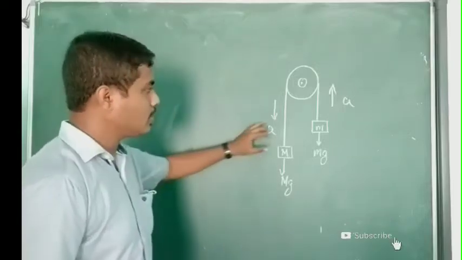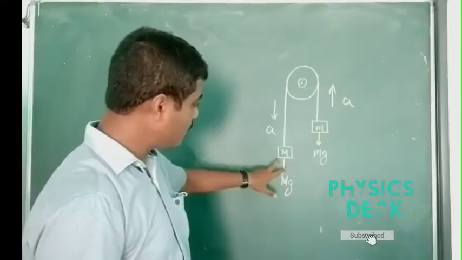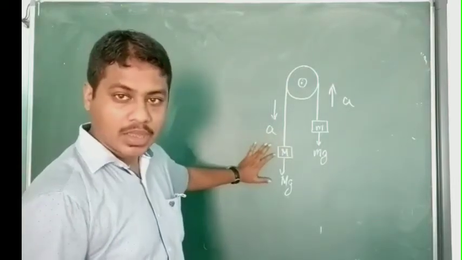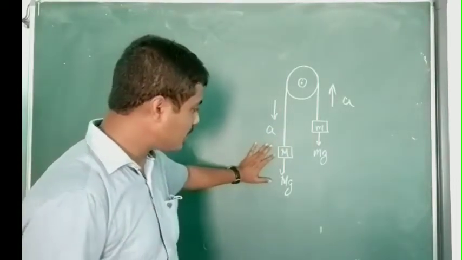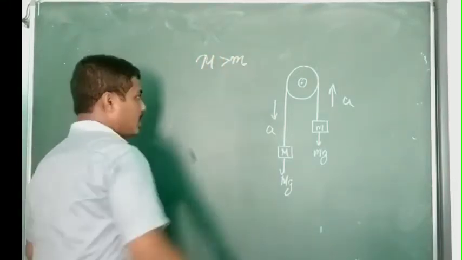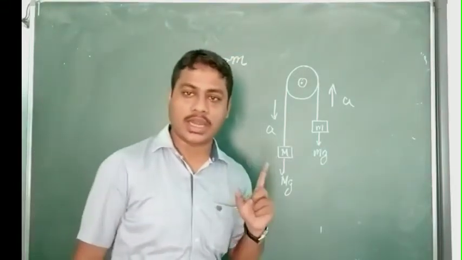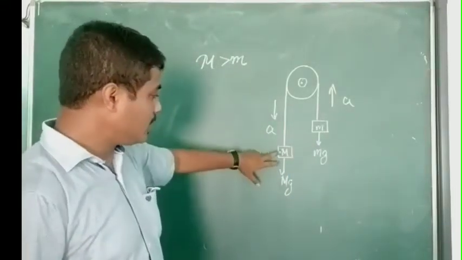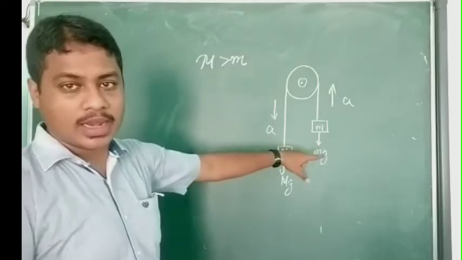So the question was, we have a pulley connected with both masses, one mass small m, the other mass capital M. In this question it is given that M is greater than small m. You can see the question on the screen. This capital M has more mass and the small m has the lesser mass.